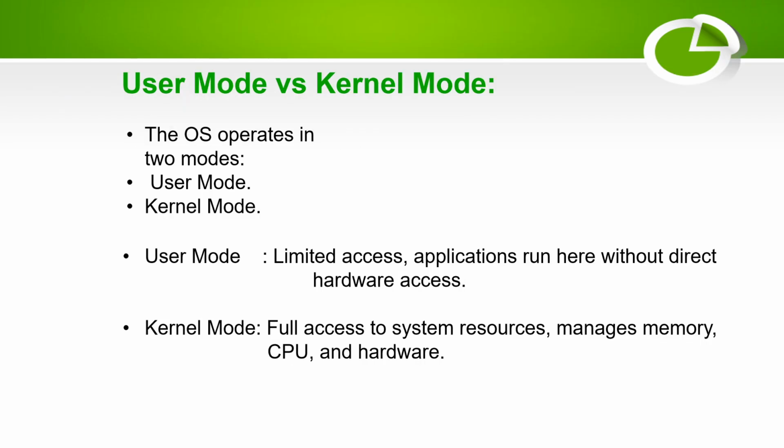Let's get started. Understanding user mode and its limitations. First, let's talk about user mode. When we run applications on a computer, they operate in user mode. This means they have limited access to system resources like memory, hardware, and other processes. The reason for this restriction is security. User mode prevents applications from making unauthorized changes to the system. However, this also means applications can't directly interact with critical system resources. This makes system calls necessary.